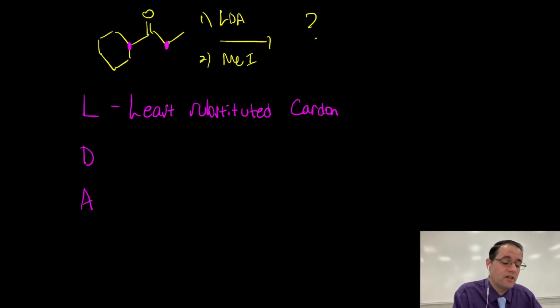Here's the alpha carbon, here's the alpha carbon. And you want to count the number of carbons attached to that alpha carbon. So this has 2 carbons attached to it, and this carbon has 1 carbon attached to it. So that's the least substituted carbon. D, we're going to use a different abbreviation. We want to say deprotonate.